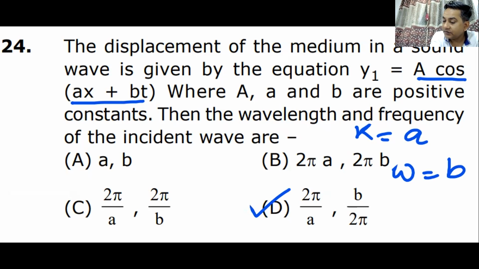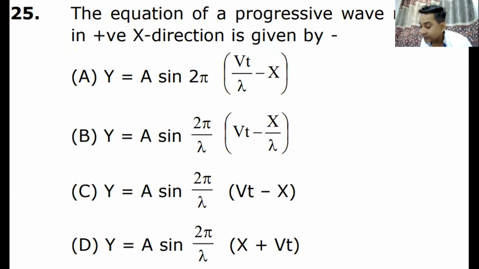Then here comes one more based on the wave equation. The equation of a progressive wave moving in the positive x direction. Some formulas are given. You just have to find out which is the correct one. The formula may look very confusing, but if you remember the basic concept, the formula should be easy. One of the options is definitely wrong.